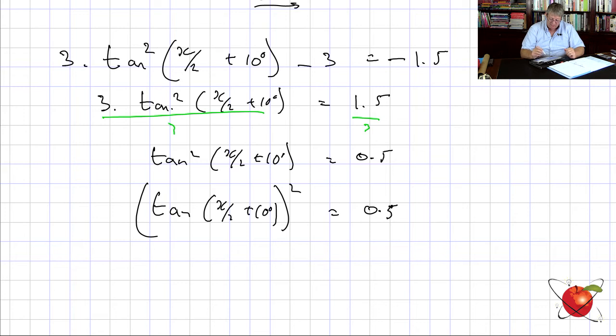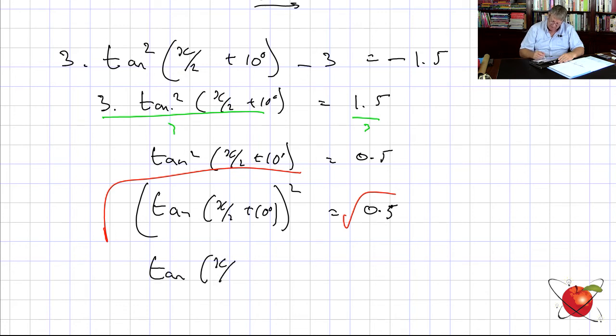Okay, what do I do next? I'm sure you're all shouting out, take the square root. Yep, that's what you do. Which leaves us with what? The square root of that thing squared is just the thing in brackets itself. Tan of (x over 2 plus 10 degrees) is equal to, I think it was 0.7071. All right. Can you see how we've peeled it away?